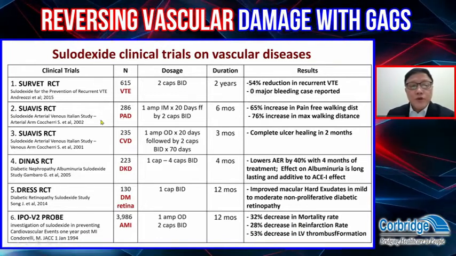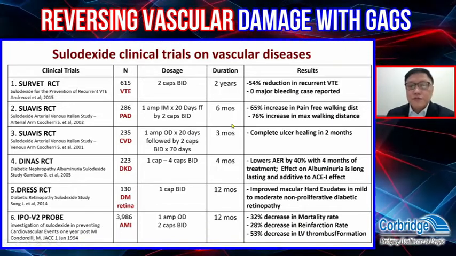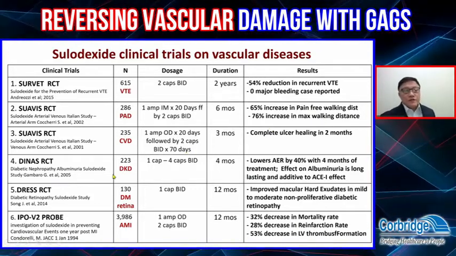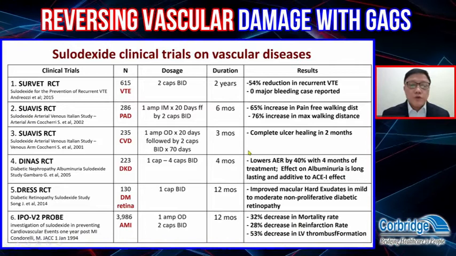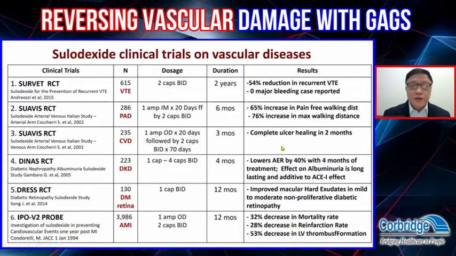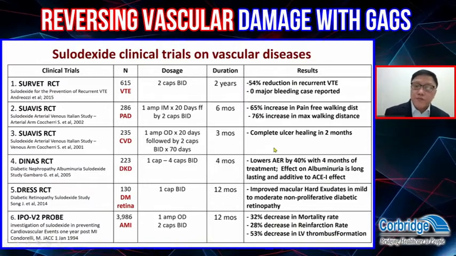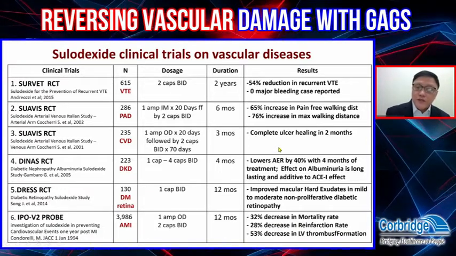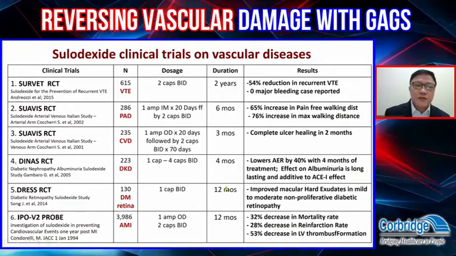The second, the Suavis, is on people with PAD, and the use of sulodexide for 6 months was able to increase the pain-free walking distance and the maximum walking distance. And it has a venous arm where there was the demonstration of complete ulcer healing in 2 months. And this one I was able to experience with my own patient, a post-thrombotic patient with ulcer. And the only thing that I can give is sulodexide because of high risk of bleeding.